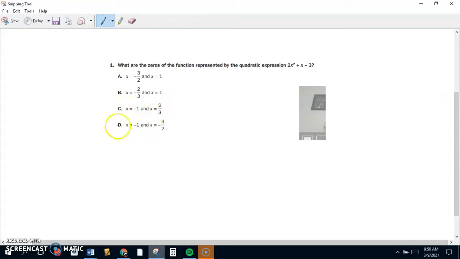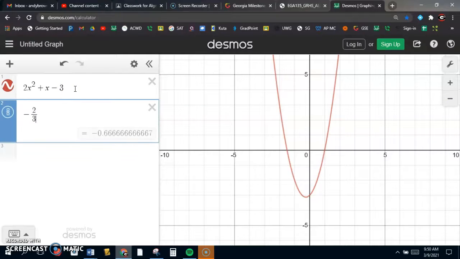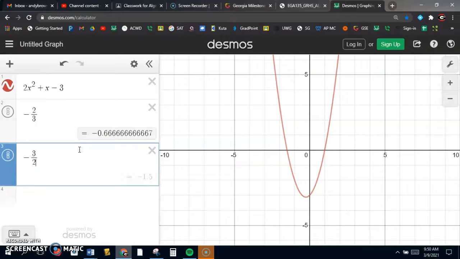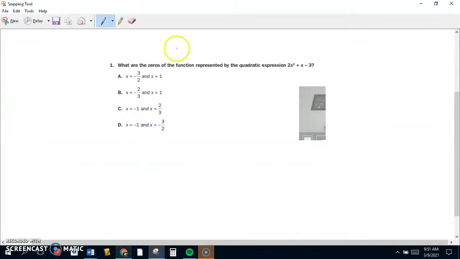Okay, so that would eliminate C and D. The question is it negative 3/2 or is it negative 2/3? Well, your math sense may tell you which one it is just by looking at that 0.5. But if you weren't sure, you could go in here and say, well, let's try negative 2/3. Negative 2 divided by 3, no, that's not negative 1.5. But if I do negative 3 divided by 2, there's your negative 1.5. Okay. So the correct answer will be 1 and negative 1.5, which is the same thing as negative 3/2. So 1 and negative 3/2. So the correct answer would be A in this situation.